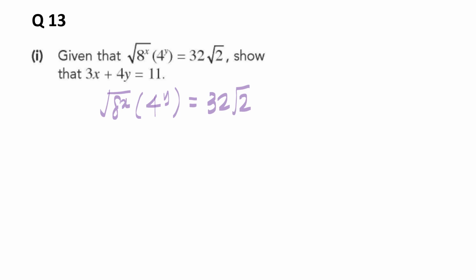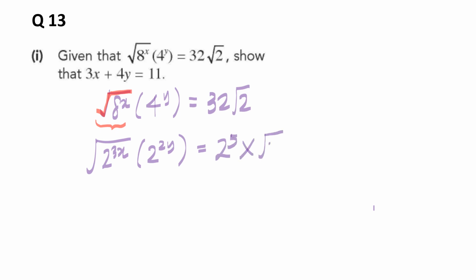The simple rule is that we work on whatever is inside the bracket and whatever is inside the radical sign. This guy here is the radical sign. So 8 to the power of x: you can rewrite 8 as 2 to the power of 3, so that gives you 2 to the power of 3x. 4 is 2 to the power of 2, so that gives you 2 to the power of 2y. 32 is 2 to the power of 5, times square root 2. So we have done what we need to do in the brackets.